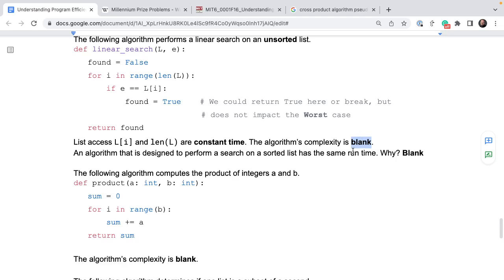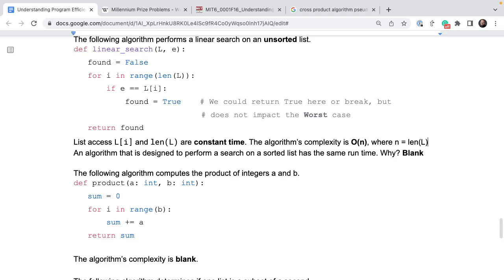The iterations right here are going to be, you're close with the L. It's the length of L. So it's big O of the length of L. Or, by the way, you could write this also as big O of N, where N is equal to the length of L.